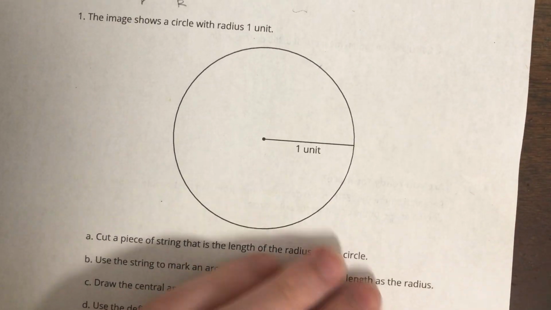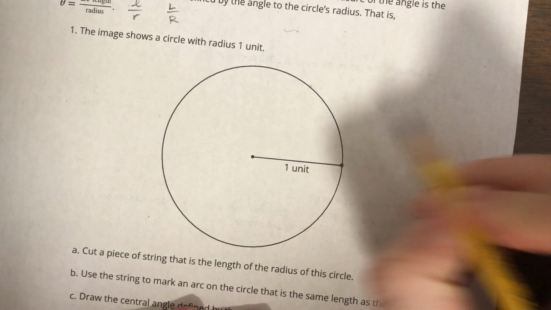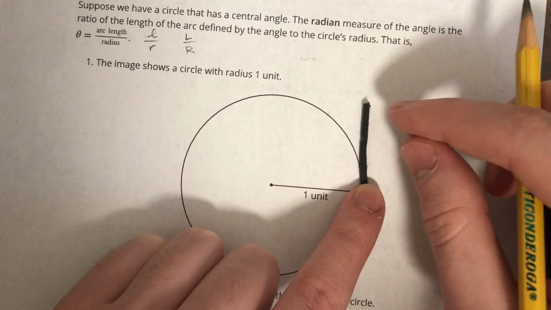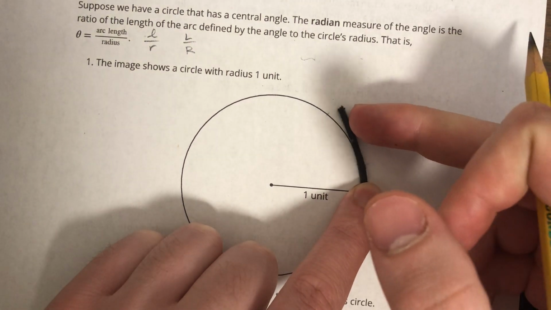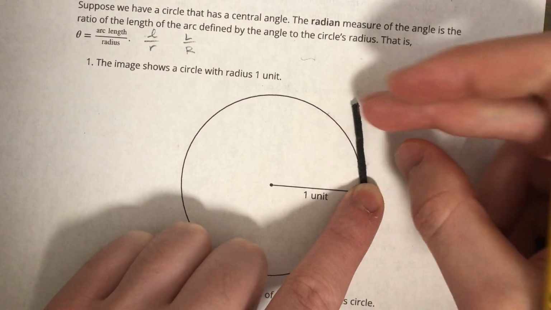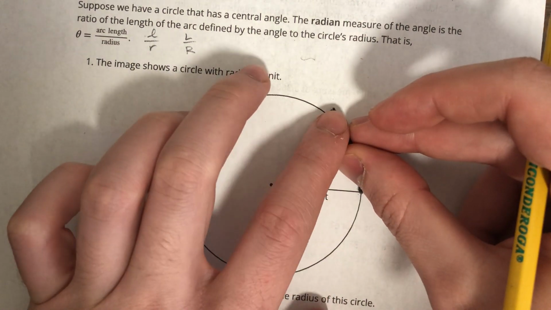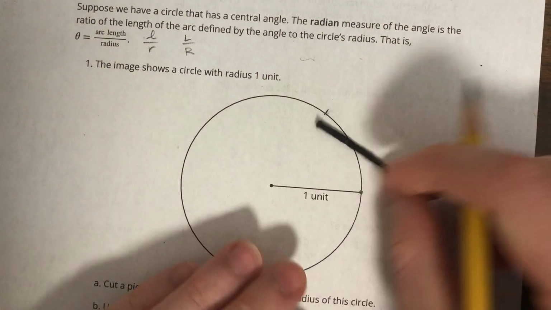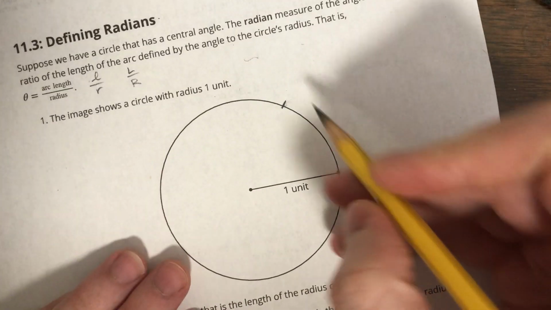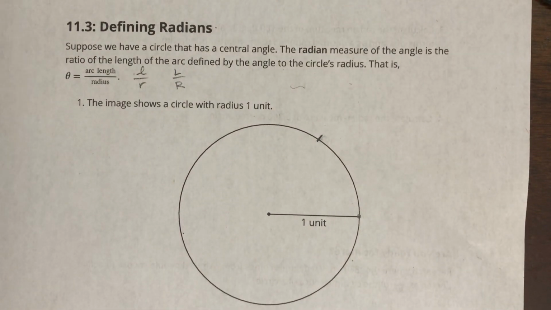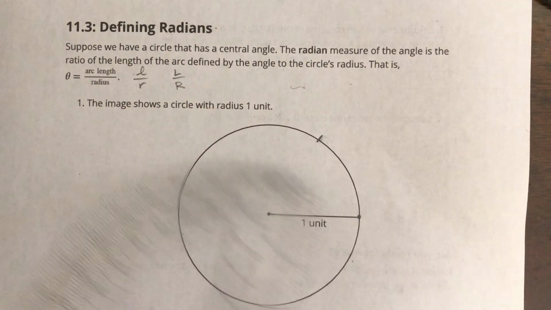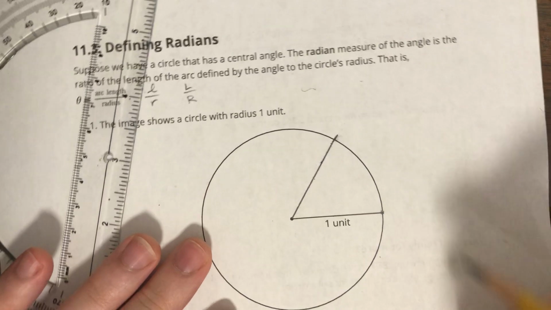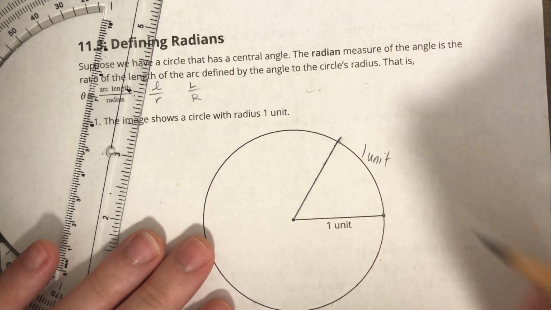Okay. B, use the string to mark an arc on the circle that is the same length as the radius. So I'm going to start from this endpoint here of this radius. Basically what they're saying is line up the string on the circle, and they chose a string, not a straight edge, because you can't bend a straight edge, so that it follows 1 unit along the circumference of the circle. So it looks like it's stopping right about there. So we can also say that this arc here is also 1 unit long.